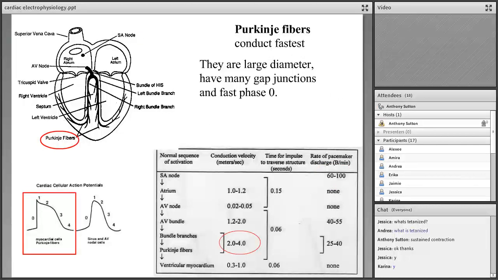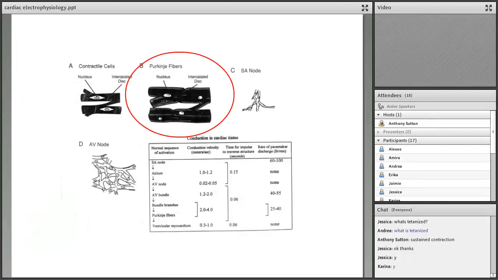Then you go from the SA node to the AV node, then the Purkinje fibers, which we said are the fastest part of the pathway. If you look down here, you can see the Purkinje fibers in terms of speed. You see how it's 2 to 4? And if you look at the AV node, it's 0.02 to 0.05. So that's how you can see the fastest versus the slowest.